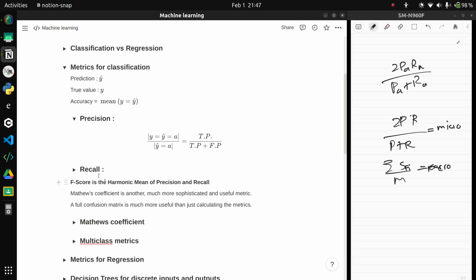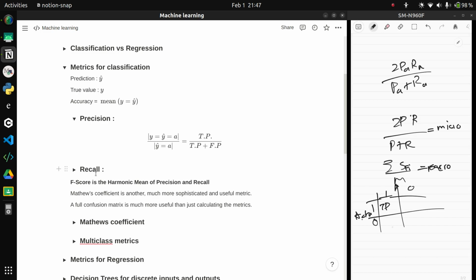F1 score. You have the Matthews coefficient. The Matthews coefficient is given by this confusion matrix. This is the actual, and this is the predicted. You have 1 and 0, and then all of this stuff, the true positive. Sorry, I got used to this digital systems thing, so I'm writing 0 1 subconsciously.